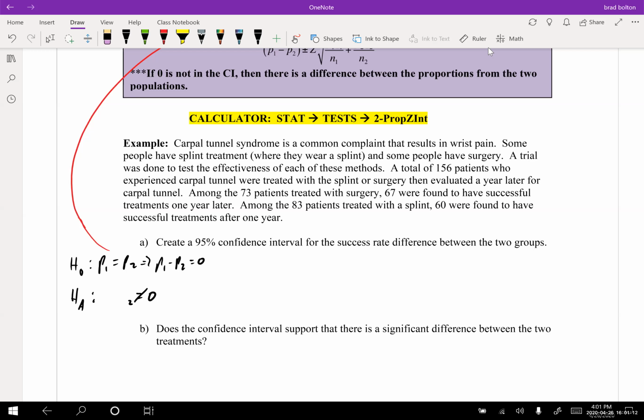So I guess it would be easier if I wrote it like we've been doing. P1 does not equal P2, but this implies that P1 minus P2 equals 0, and this implies that P1 minus P2 does not equal 0. So that's what you're getting yourself into.